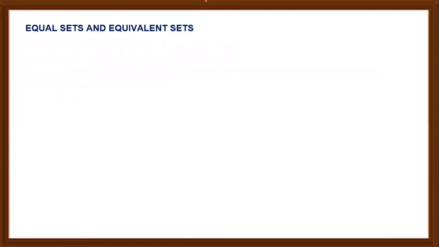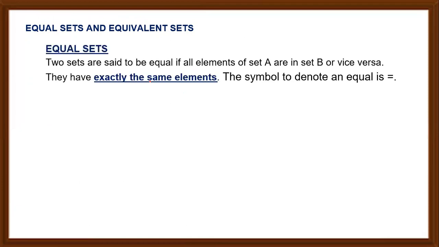So, another concept, we all have this equal sets and equivalent sets. Ano ang pagkakaiba ng equal sa equivalent sets? Unahin natin ang salitang equal set. When we talk about the equal set, two sets are said to be equal if all elements of set A are in set B. Ibig sabihin yan, kapag sinabing equal set, yung kailangan yung element nung nasa set A, kailangan makikita mo parehas exactly the same elements na nasa set B. The symbol denote an equal is this, yung equal symbol natin.